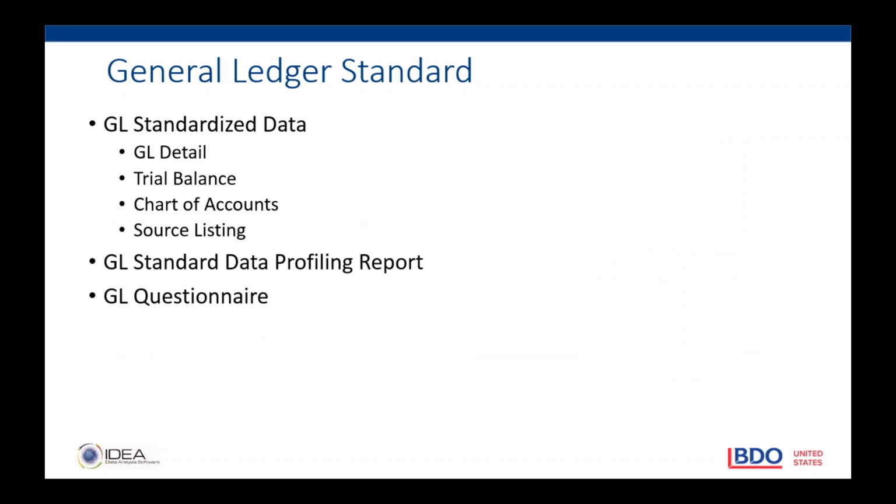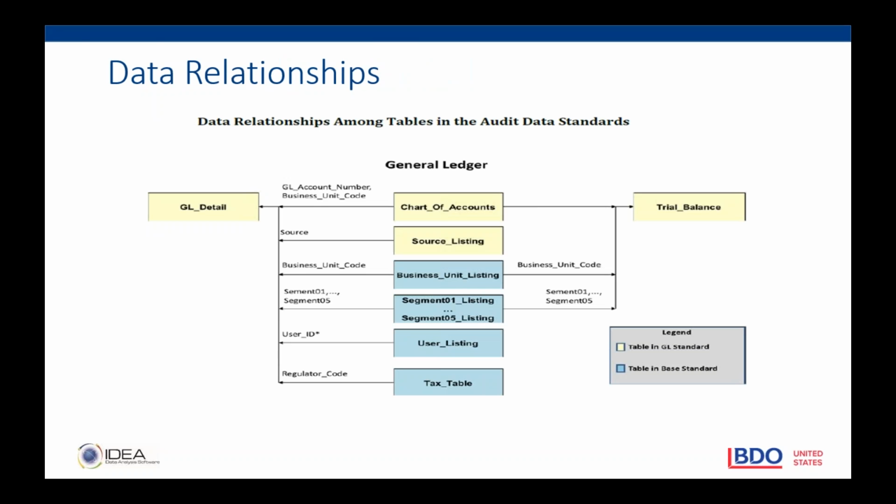In the general ledger standard, we go through the general ledger detail, trial balance, chart of accounts, and a source listing. At the end of the document is a profiling report and a questionnaire, basically getting a sense of what kind of data it is, what the time period was, and some quality checks on the data as well. This just shows you a little bit of the relationships in there.